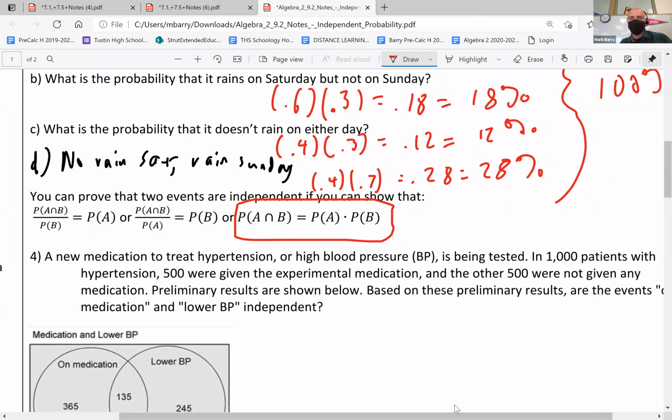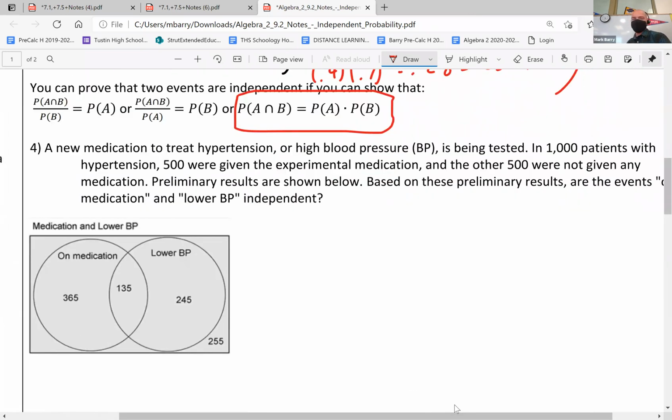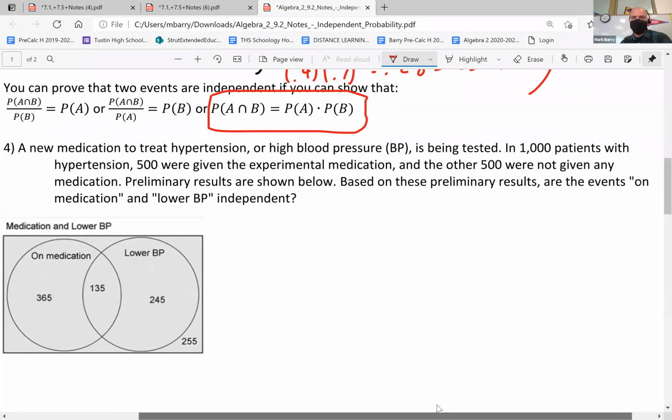So we have our favorite diagram for this unit, which is the Venn diagram. So it says we have 1,000 patients with hypertension. 500 were given an experimental medication, and 500 were not given any medication. So they usually do this when they're testing new medication. They give it to half the people and they don't tell them who they're giving it to. So they can test, well, what would happen if they took nothing versus what would happen if they give us this new medication, okay?